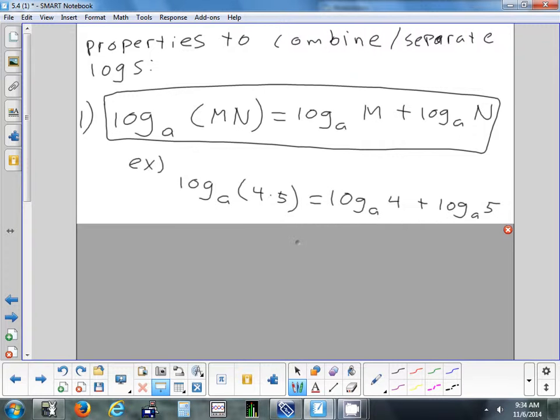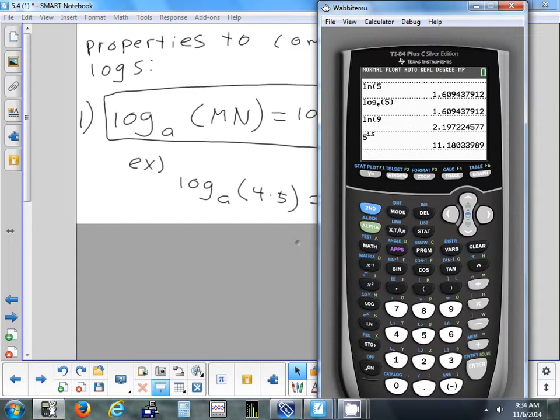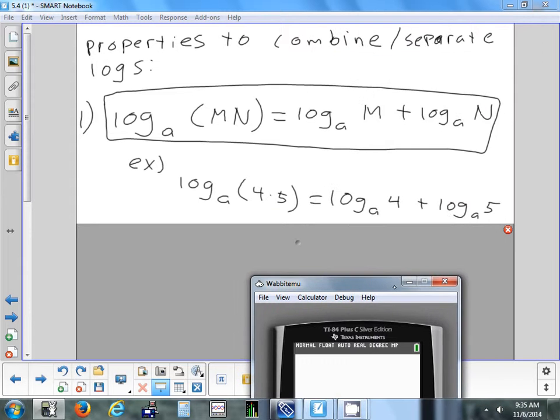So here's an example with numbers. If you took log of 4 times 5, that would be the same as log base a of 4 plus log base a of 5. So if you have log a of 20, could you factor 20 into 4 times 5? Yeah, and if you write it as addition, it's equivalent to log 20.